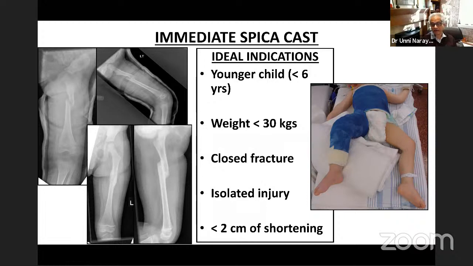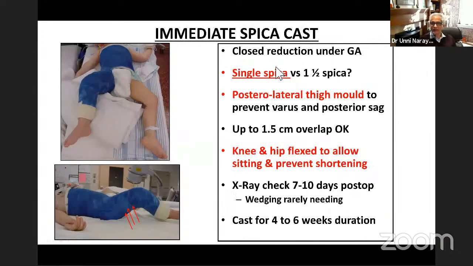There is indeed a randomized trial looking at immediate spica casting versus external fixation, one of the first randomized trials done in pediatric orthopedics, that was published in The Lancet in early 2000, just before elastic nails started to become very popular. I'll mention that briefly, but these are the general principles. You can use this in our setting.